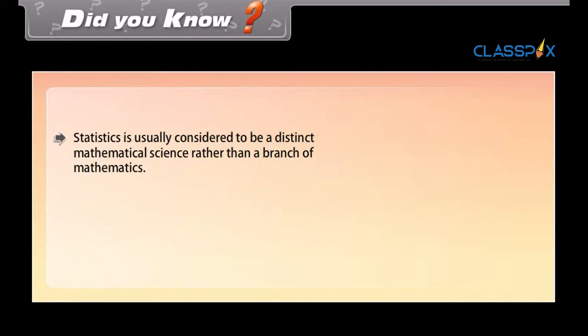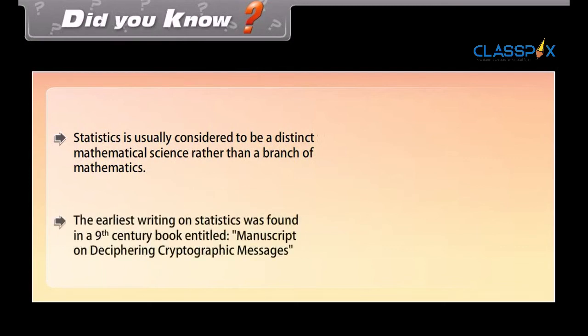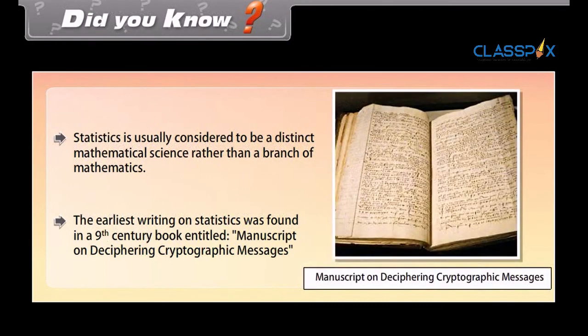Did you know? Statistics is usually considered to be a distinct mathematical science rather than a branch of mathematics. The earliest writing on statistics was found in a 9th century book entitled Manuscript on Deciphering Cryptographic Messages.